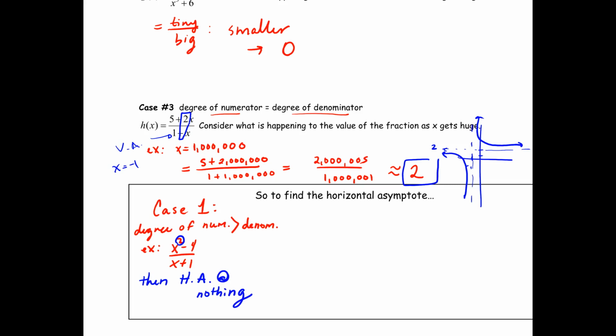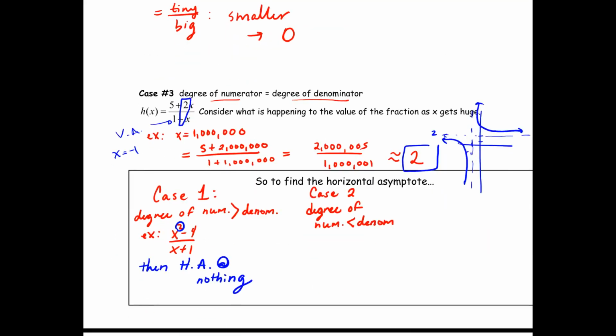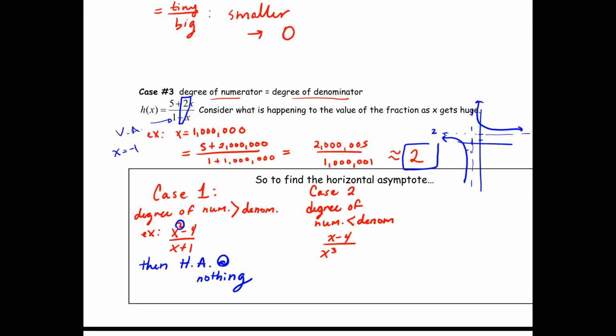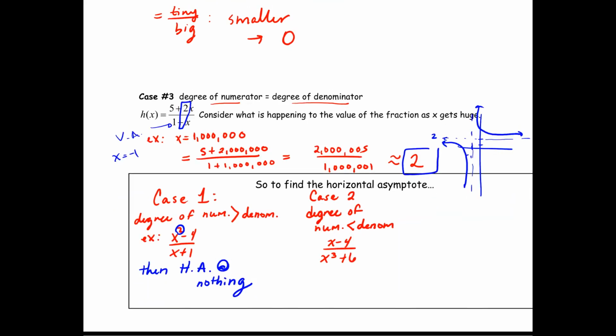Case 2 is what you saw in the second example. If the degree of the numerator is less than the denominator, which looks like x minus 4 over x cubed plus 6, then you're going to have a horizontal asymptote at y equals 0, because the values of the y's are now approaching 0.